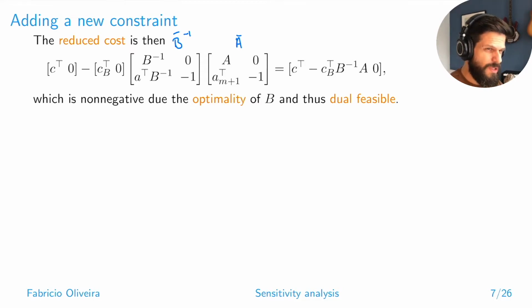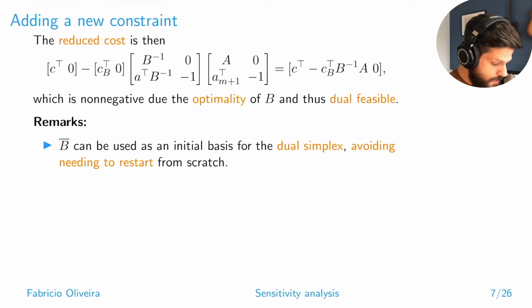And the power of your brain that is now associated with dual simplex must be tingling now, because this is like, wait, I got this new solution that is automatically dual feasible, so it looks like dual simplex could be of help here, right? And it's truly the case. So B bar is the initial basis for dual simplex. So you don't have to re-optimize again from scratch. You add the constraint, you do this transformation, and you start doing dual simplex iterations.